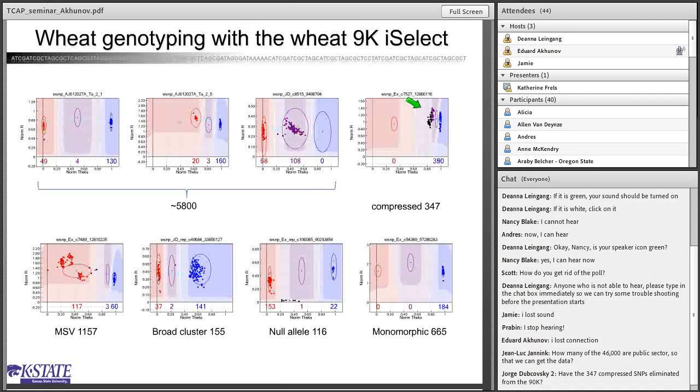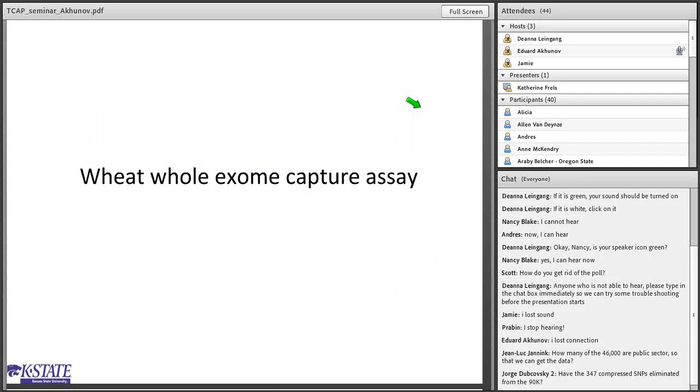So if there are no questions about the iSelect assay, I would like to move to the whole exome capture assay.